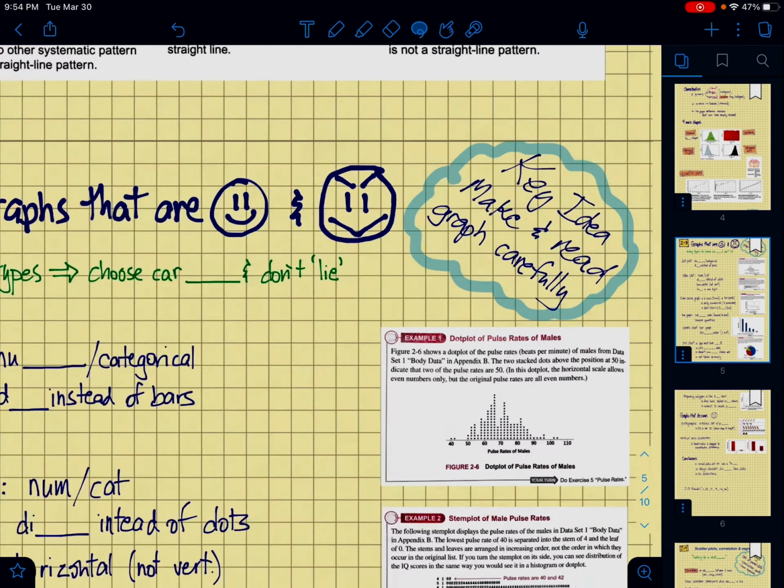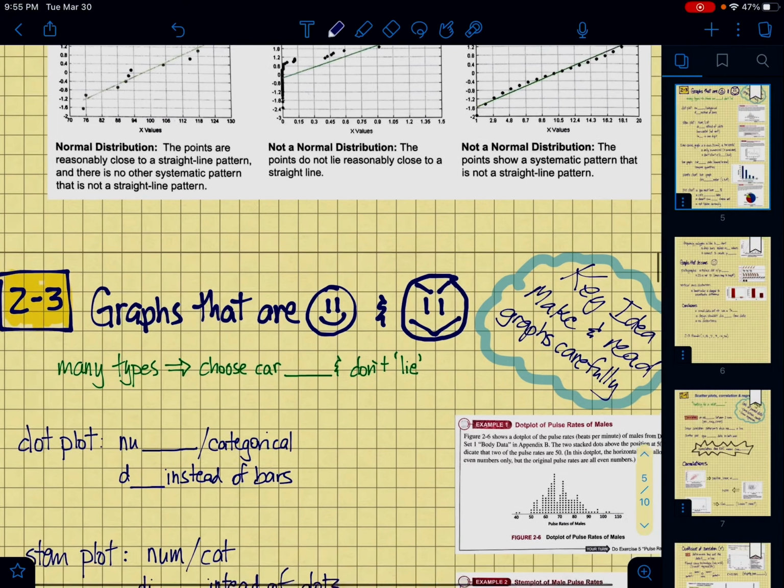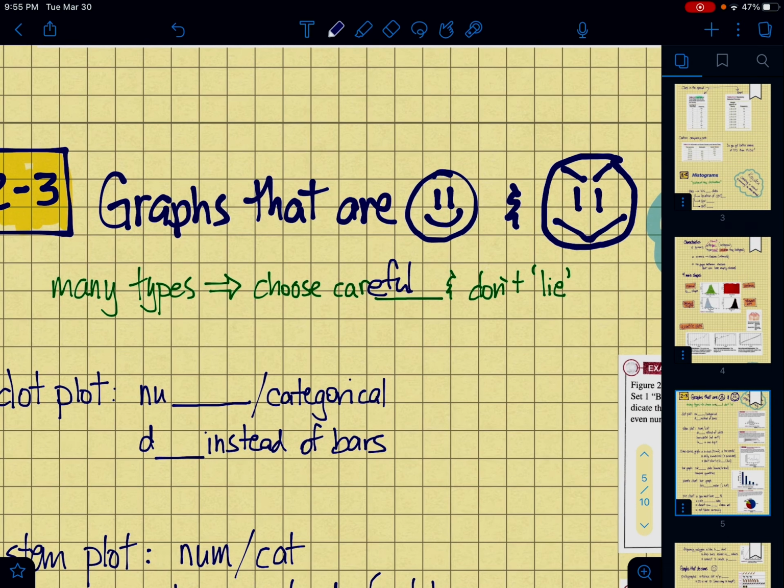So there's many types of graphs. And the idea is that you make and read graphs carefully. All right? Big picture. There are many types, so choose carefully. It's kind of like a box of chocolates. But whatever you do, don't lie.